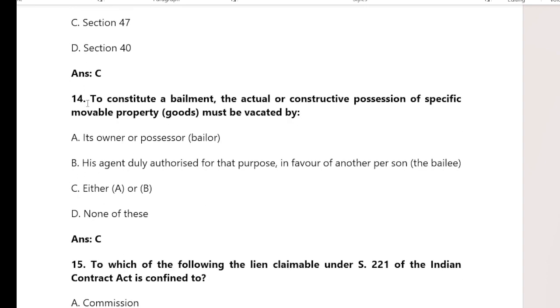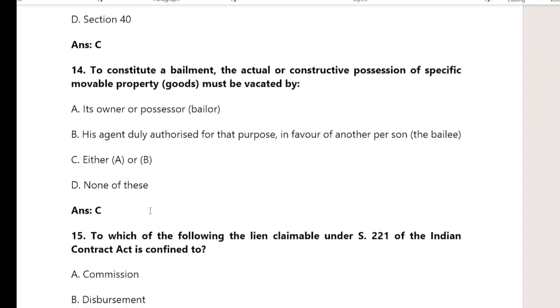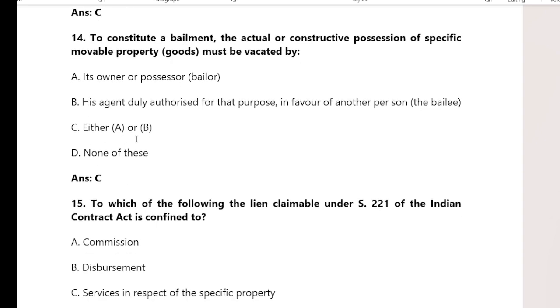And the next question is to constitute a bailment, the actual or constructive possession of specific movable property goods must be vacated by, option A, its owner or possession, bailor, and his agent duly authorized for the purpose in favor of another person, meaning bailee. And option C is either A and B. Option D is none of these. Then the right answer is option C, either A and B.